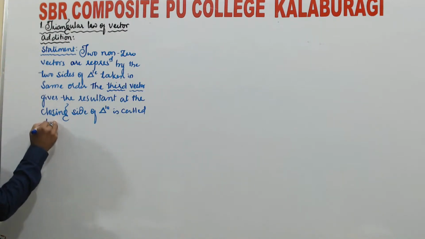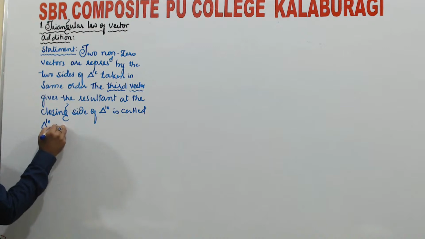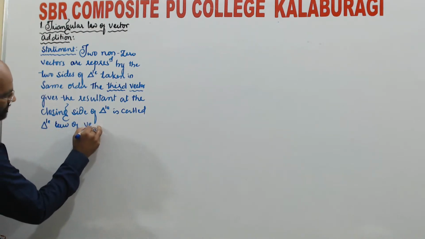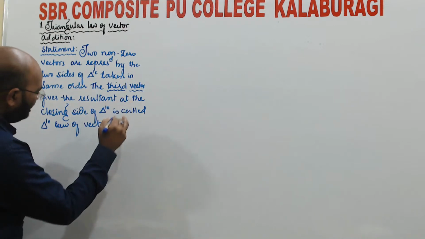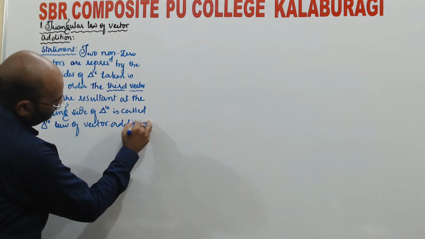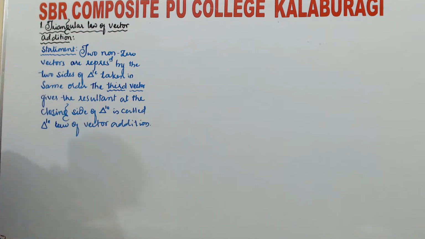It is called the triangular law of vector addition. So here, let us find out how to go with this triangular law of vector addition.